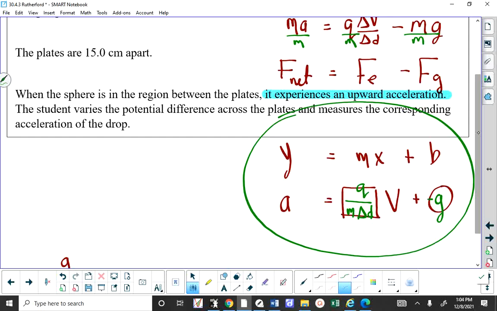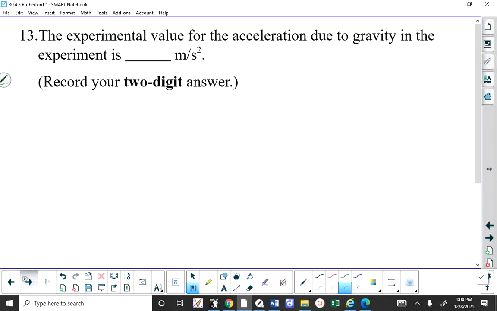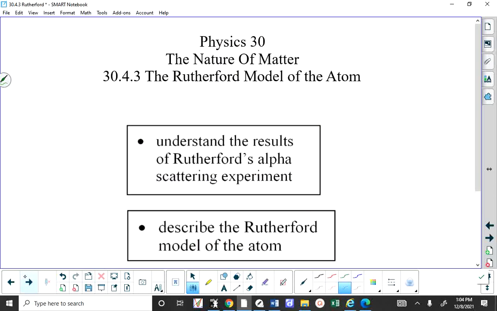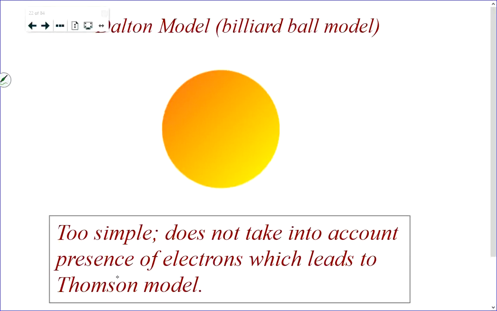All right, we're going to move on now and look at the next model of the atom today, which deals with the Rutherford model of the atom. Maybe I will do this just to take you back in time a few days. We started off with different models of the atom by describing the Dalton model of the atom, which is loosely called the billiard ball model of the atom.